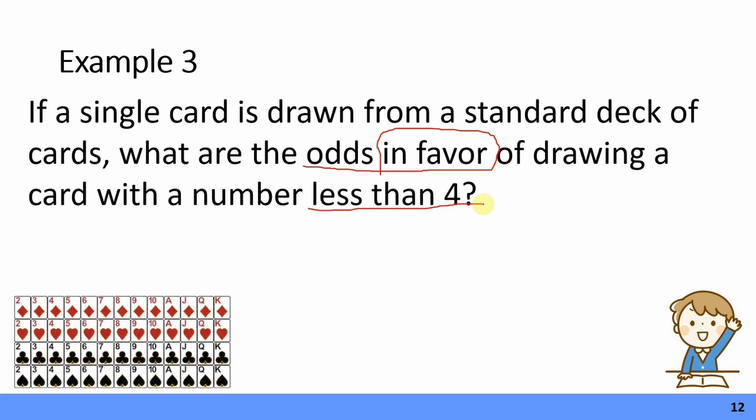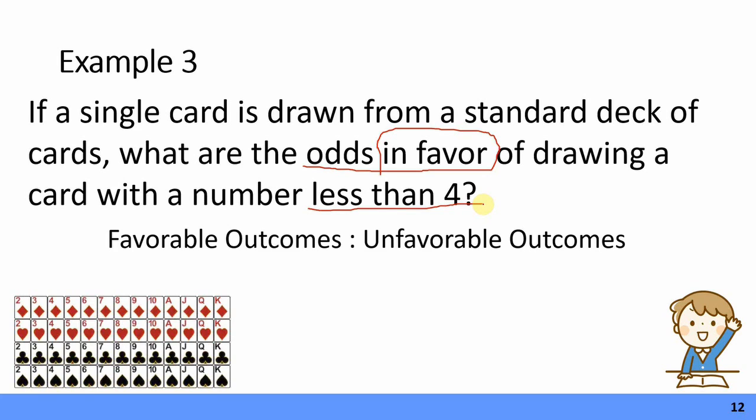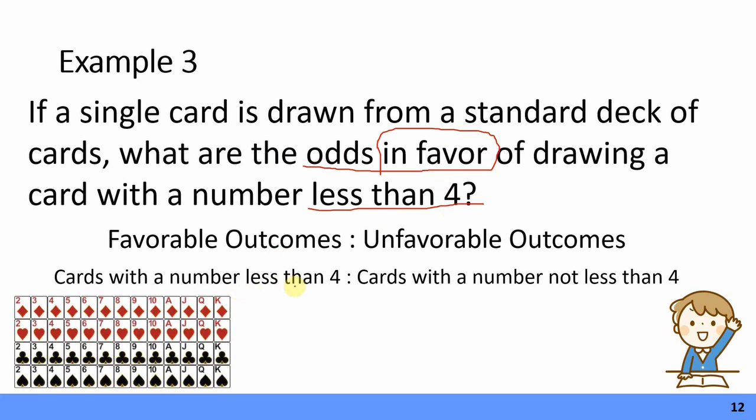When I ask you for odds in favor, again, that means we're going to start with favorable outcomes, right? You start with the ones in favor, and then the ones that are unfavorable. Now, in this specific problem, favorable means the number of cards that are actually less than 4, because that's what they're asking us for. So the number of cards less than 4. And then unfavorable, well, it would be the opposite, the number of cards that are not less than 4.